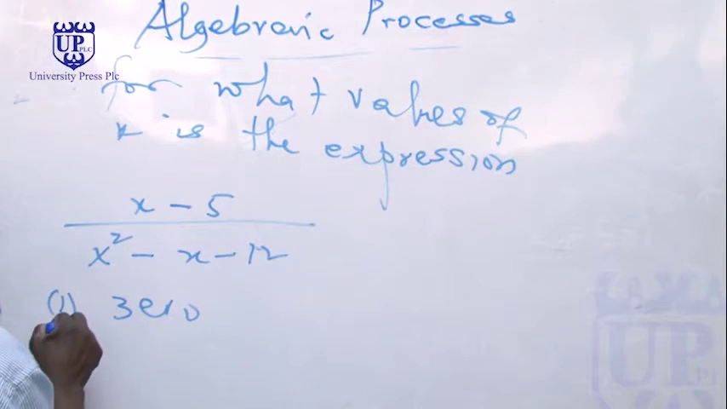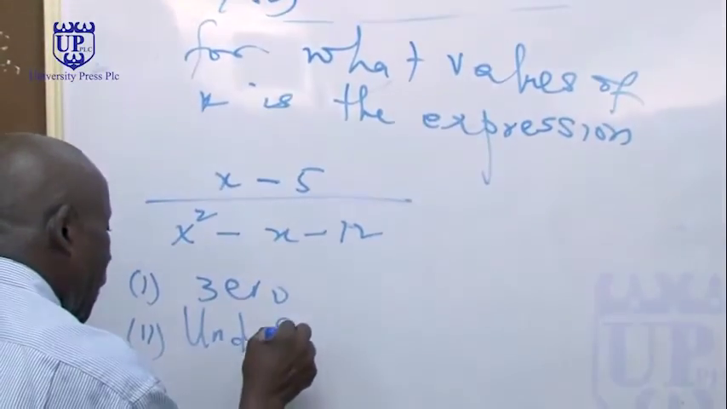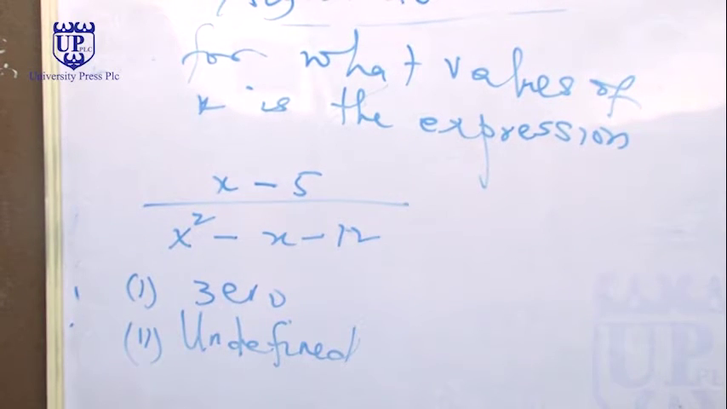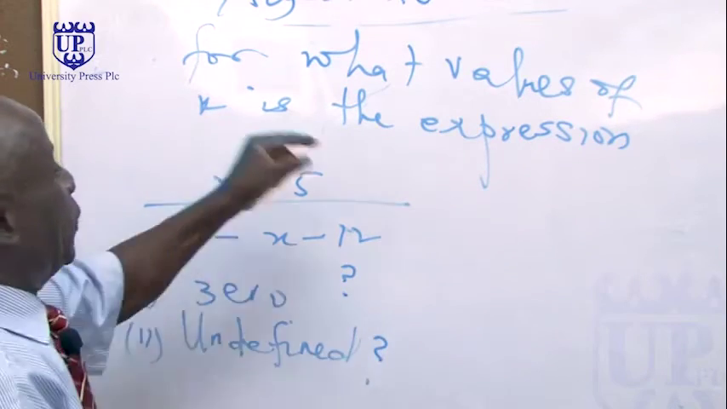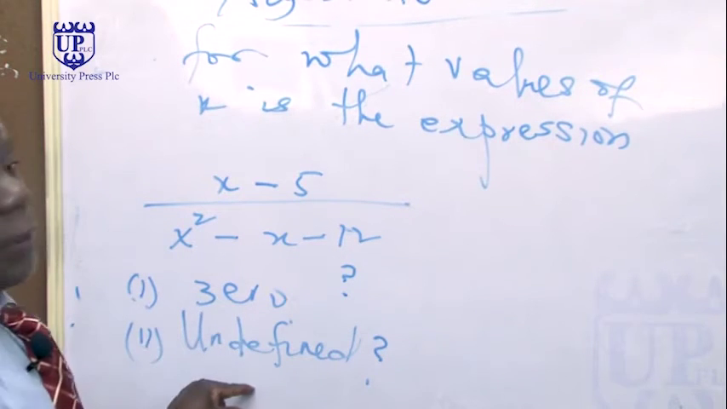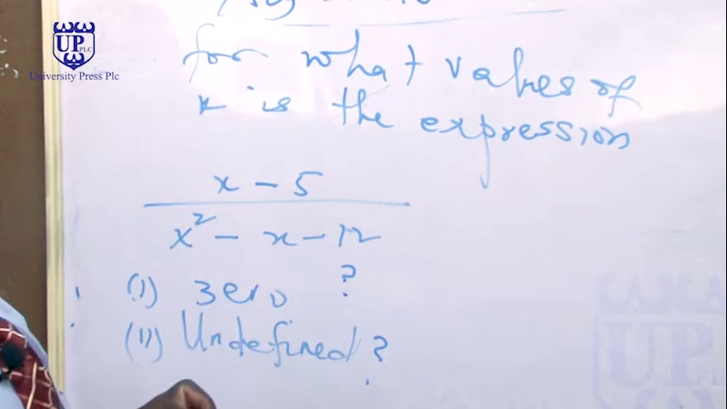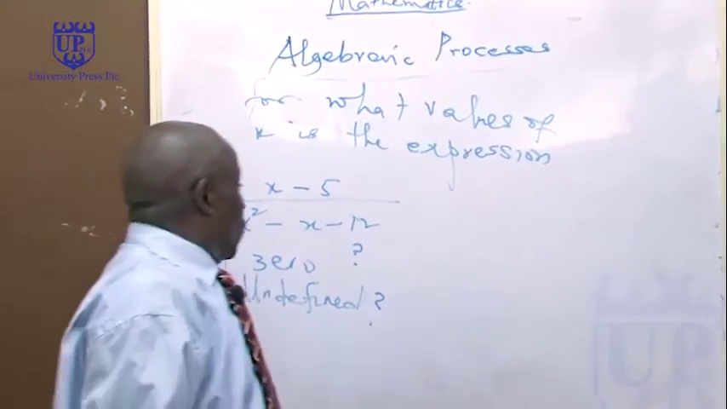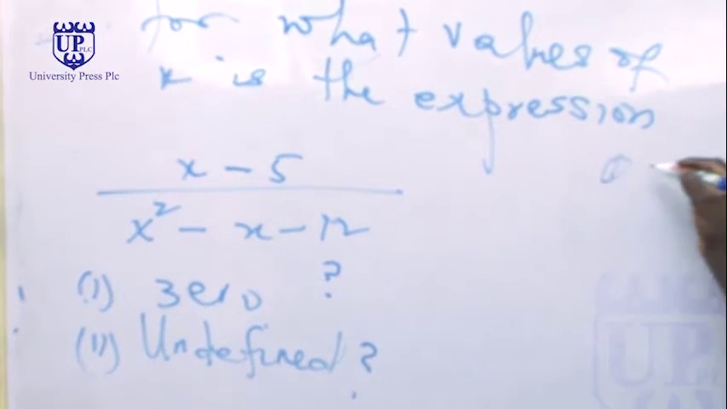The second question, undefined. 6 marks by WAEC. For what values of x is the expression this one, 1, 0, 2, undefined? I will work it and show you how we normally look at them when we work. The first one, 0.